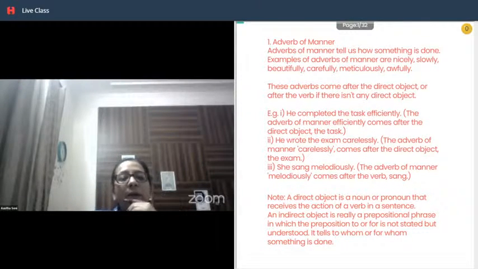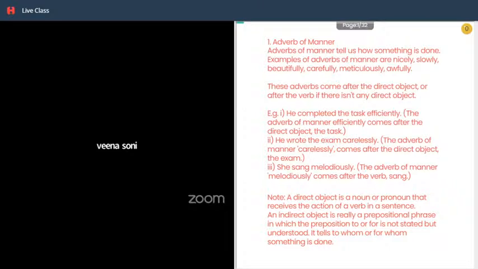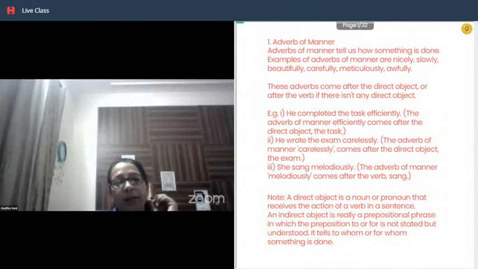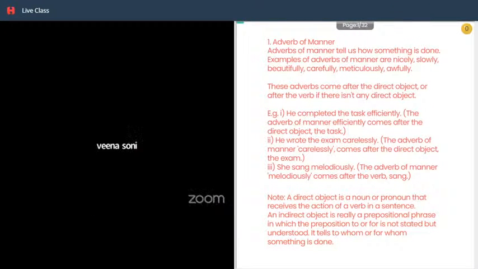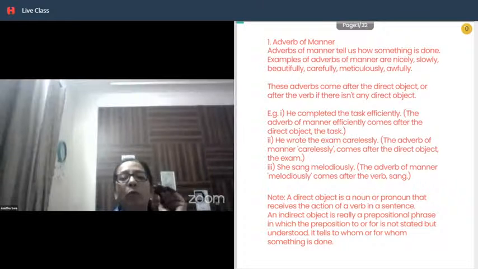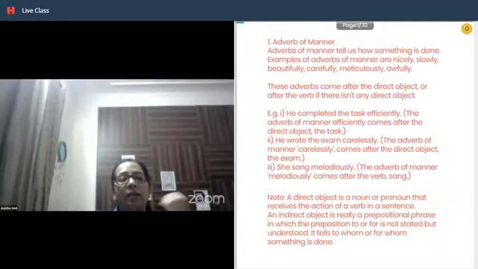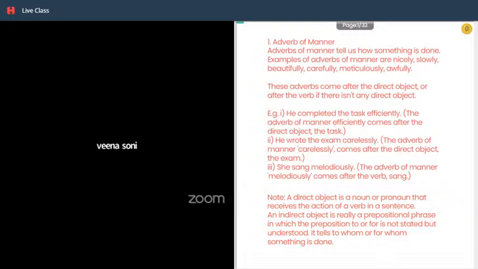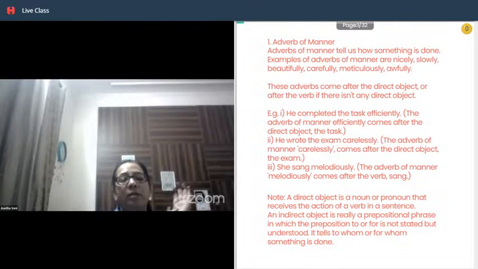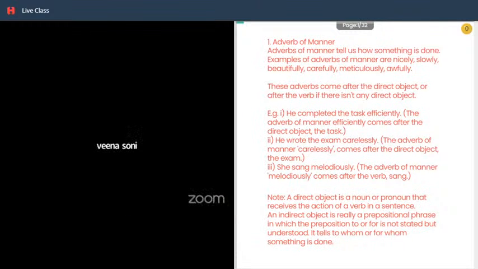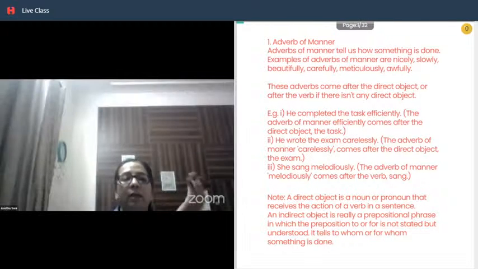These adverbs come after the direct object, or after the verb if there isn't any direct object. He completed the task efficiently. The adverb of manner efficiently comes after the direct object, the task. He wrote the exam carelessly. The adverb of manner carelessly comes after the direct object, the exam. She sang melodiously. The adverb of manner melodiously comes after the verb sang.